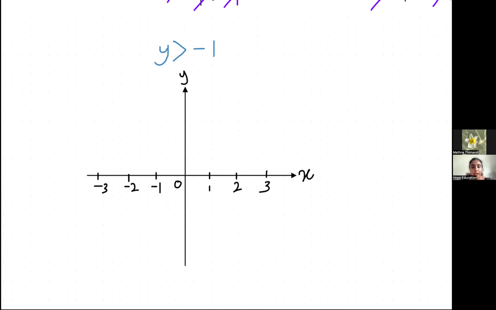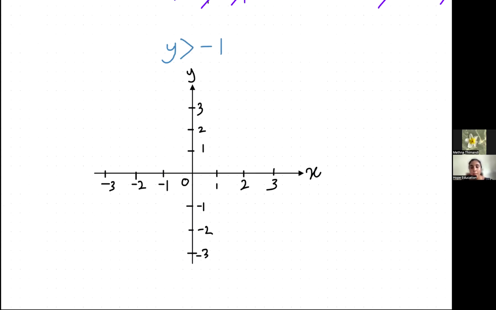Then here again 1, 2, 3. Here -1, -2, -3. Then y is greater than -1, right? You first look not at greater than or less than. You first see what y is, -1. Look where y = -1 is.